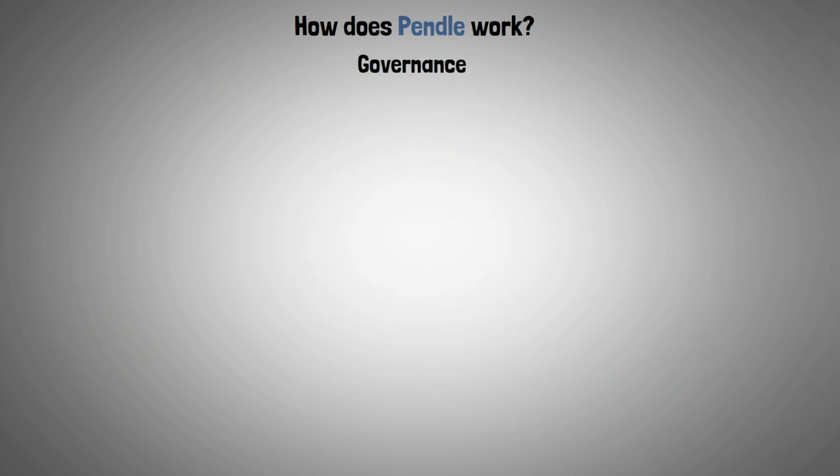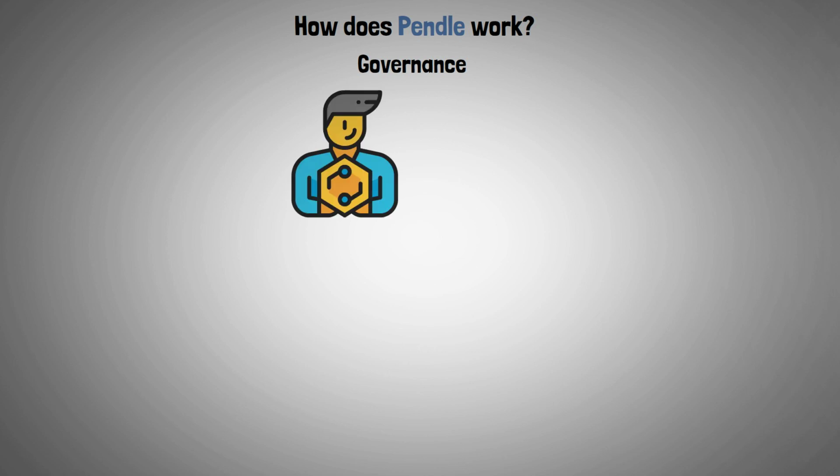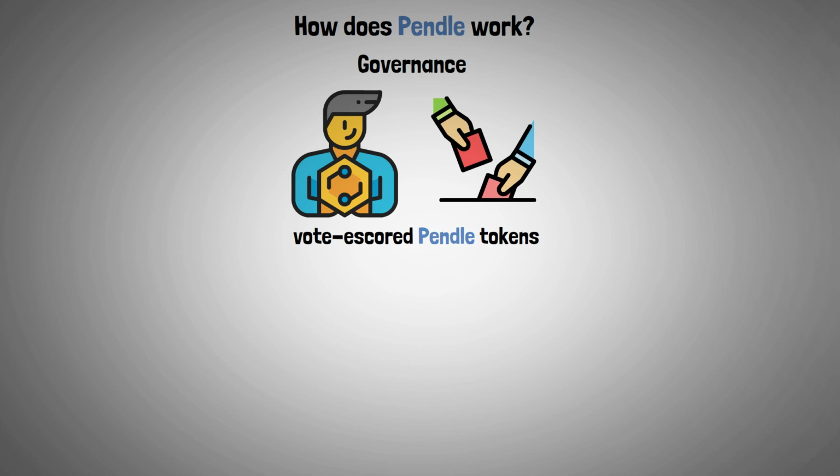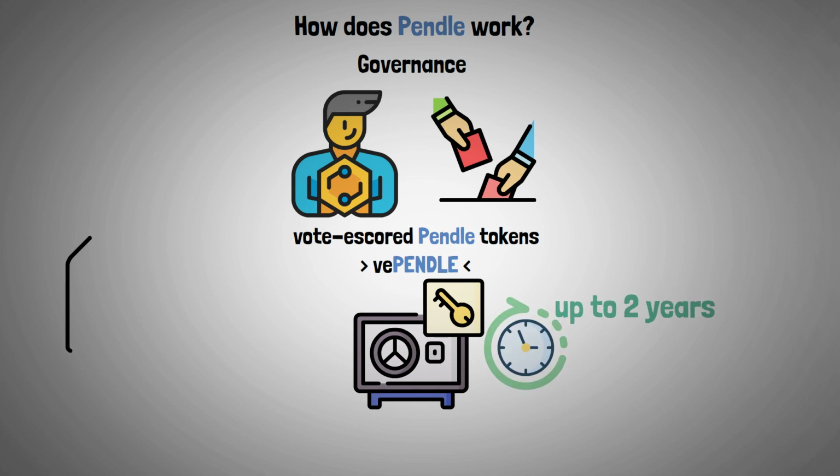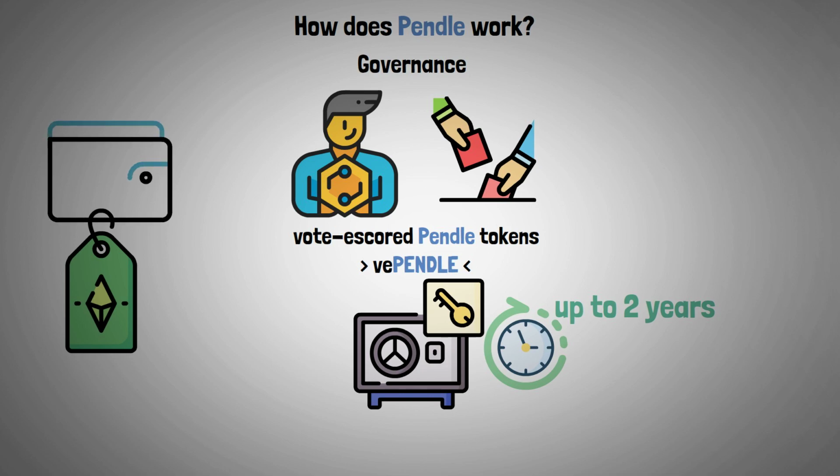Governance. Owners of Pendle tokens can take part in platform governance. They use vote-escrowed Pendle tokens, vePendle, obtained by staking. The precise amount of them depends on the staking duration, which can last up to 2 years. The value of these tokens in a user's wallet decreases during the staking period.